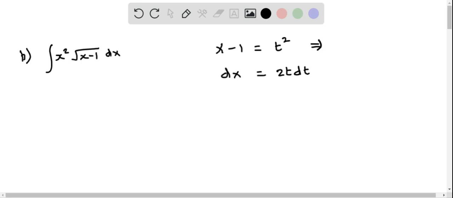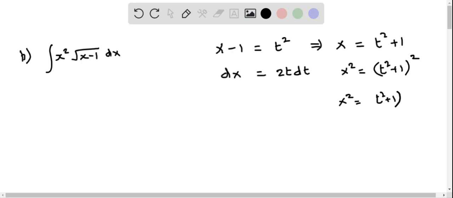And from this, we can solve for x, in fact, for x squared. So I add 1 on both sides, which gives x equal to t squared plus 1. And when I square it on both sides, I get x squared equals t squared plus 1 quantity squared. I can expand this using an algebraic identity, or I can just FOIL the term, multiplying t squared plus 1 with itself. So when I do that, I get t raised to the power of 4 plus 2t squared plus 1.